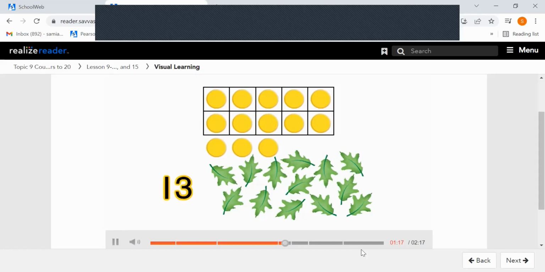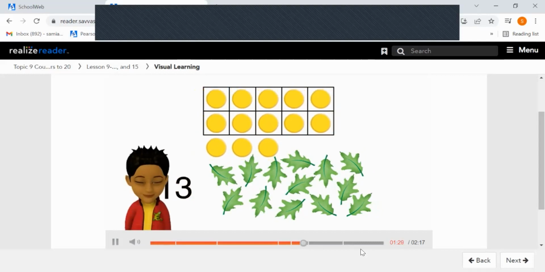Both show 13. How are these ways to show 13 different? We have yellow counters showing one way to make 13, and then we have our leaves to show another way to make 13. One way shows 13 leaves. The other shows 13 counters.